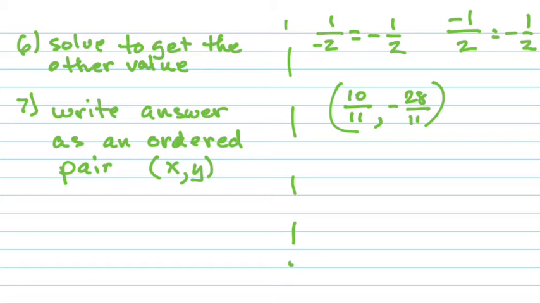Now, if you wrote it as 28 over negative 11, that is exactly the same thing, right? But it's not a very usable form, and that's why. It's just a convention. Good question, though.